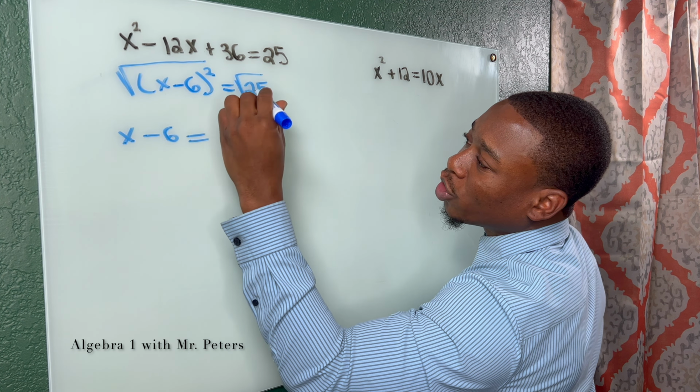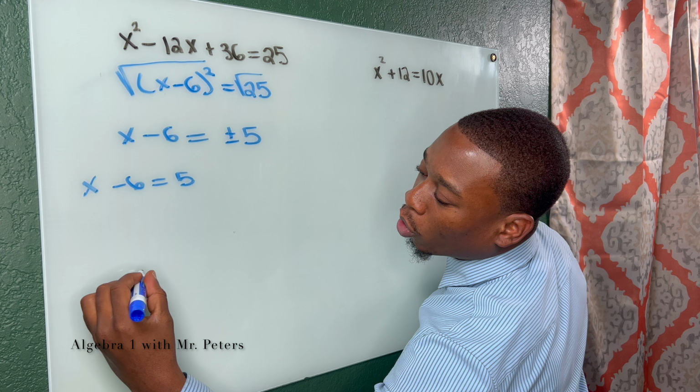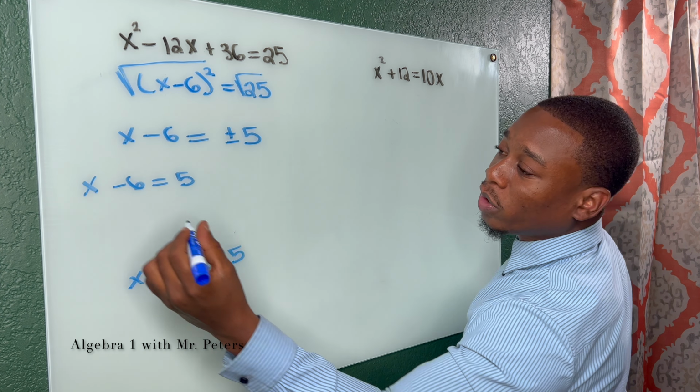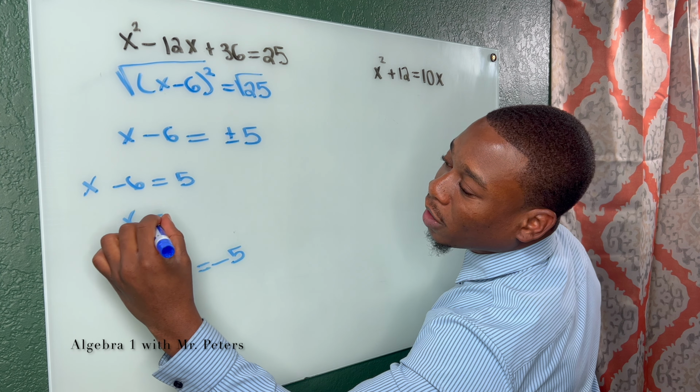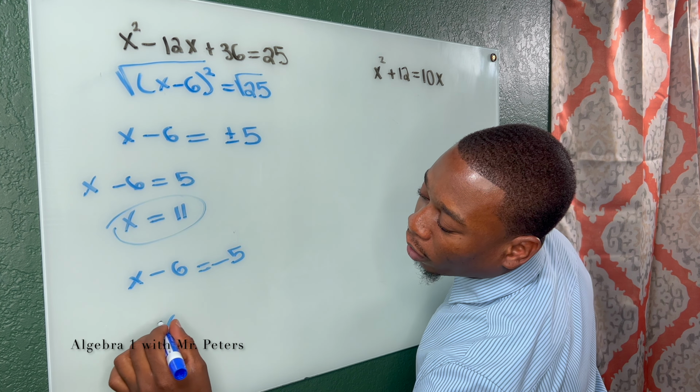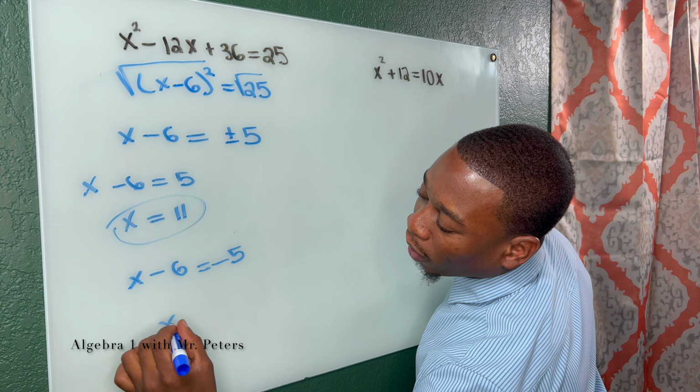x minus 6 is equal to positive 5, or x minus 6 is equal to negative 5. Now once I solve, I know x is equal to either 11, right? Or x is equal to 1. So this is the first example when they give you a perfect square trinomial, and then you just have to simplify, get rid of the exponent and solve.